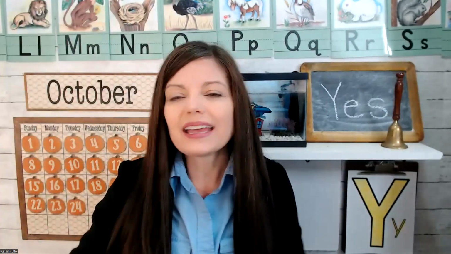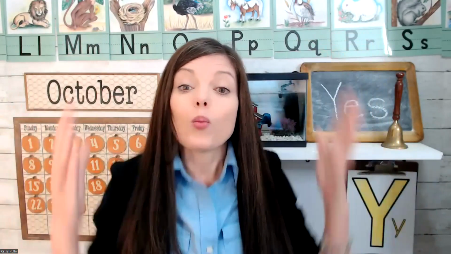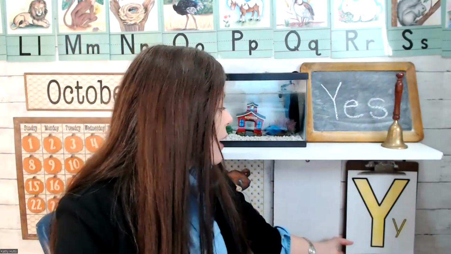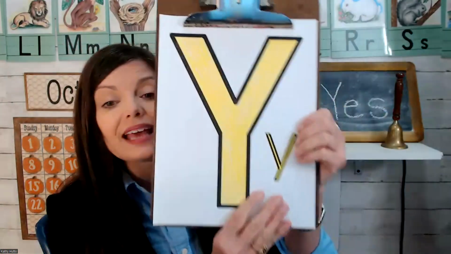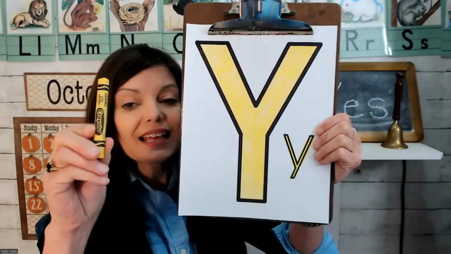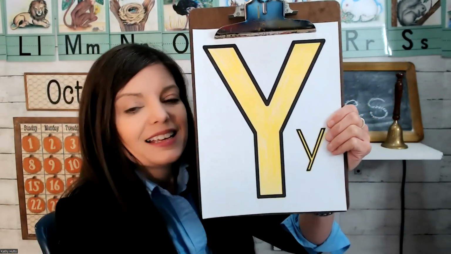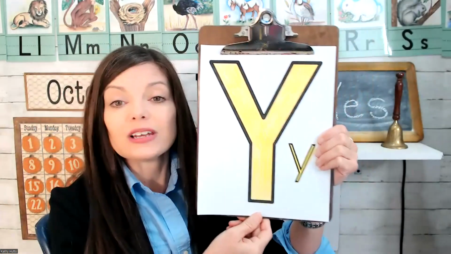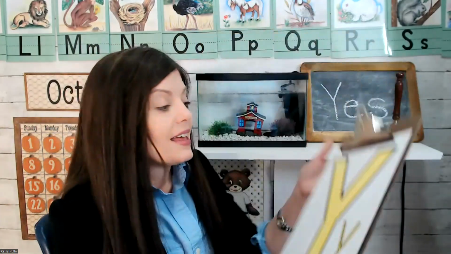Well, today Y is for yes. Y is also for yellow, so I colored my letter Y yellow. I just used my yellow crayon. So that's an idea for decorating your letter Y today. Let's write letter Y next.